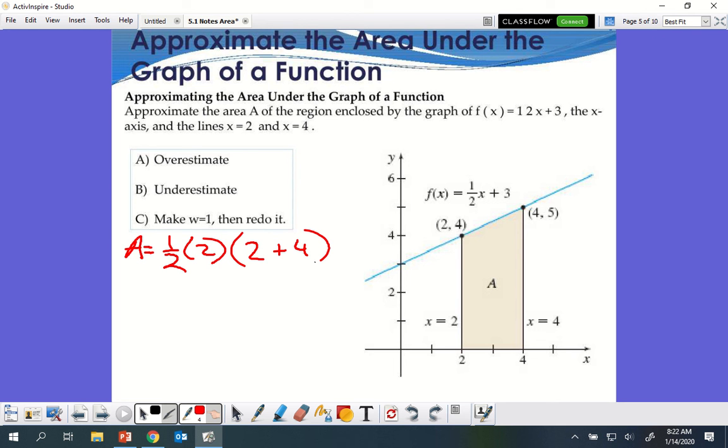2 and 4? Oh, it's not 2 and 4, is it? 4 and 5. Yes, it's 4 and 5. There we go. Sorry, I did the wrong one. 4 and 5. All right, so my area is actually 9 units squared.